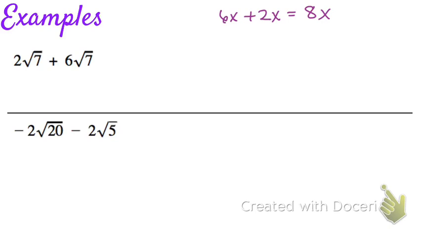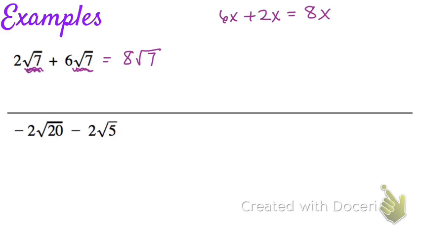The same here. We have square root of 7s. When the number inside the square root is the same, we can combine those. Those are like terms. How many square root of 7s do I have? I had 2, I added 6, so I have 8 square root of 7s. So let's look at this one. It doesn't look like I can combine these at all.